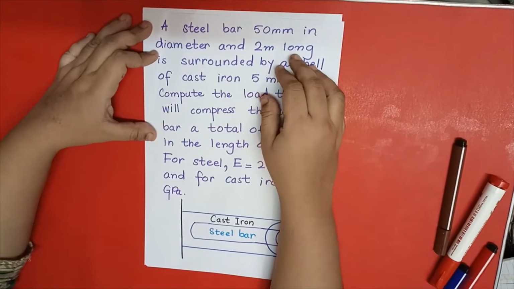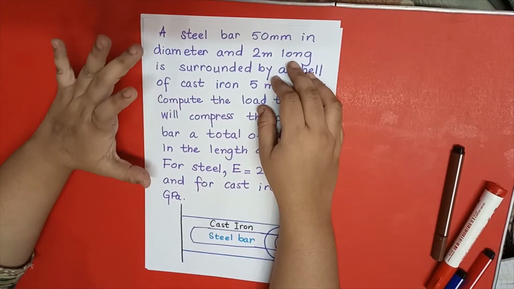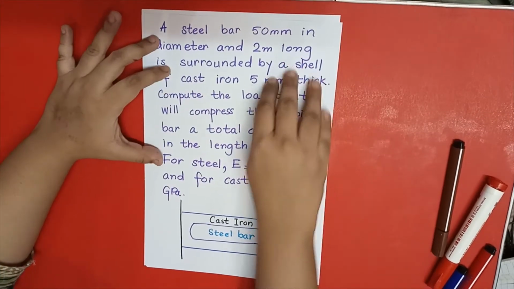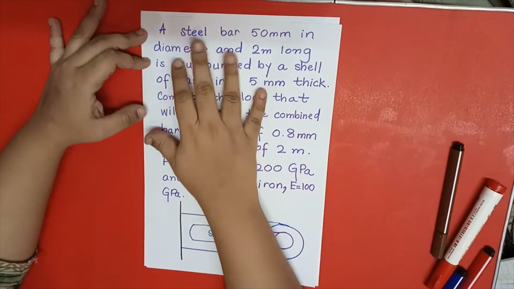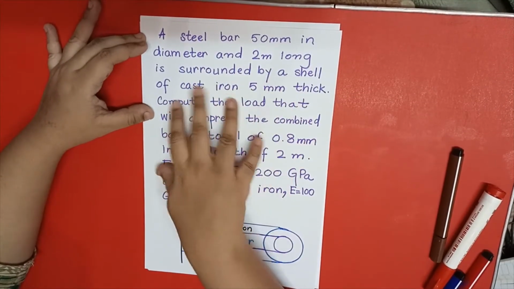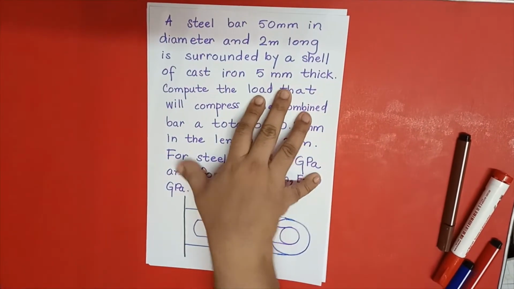This is again another question on the strength of materials. I have taken this question from the Strength of Materials book by Singer. A steel bar 50 millimeter in diameter and 2 meter long is surrounded by a shell of cast iron 5 millimeter thick.